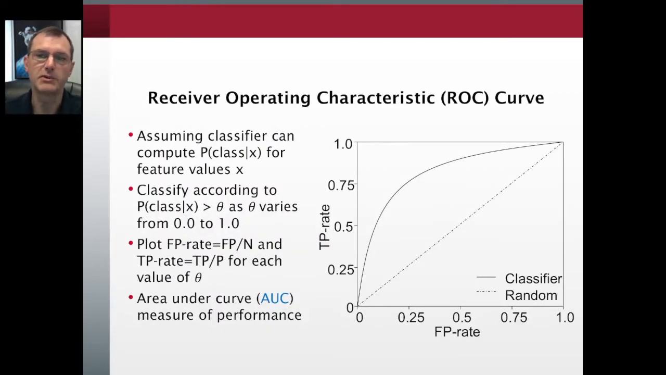So this is captured in what's called an ROC curve. ROC stands for Receiver Operating Characteristic, and this was a technique developed many years ago for trading off essentially the true positive and false positive rates that our classifier can generate.